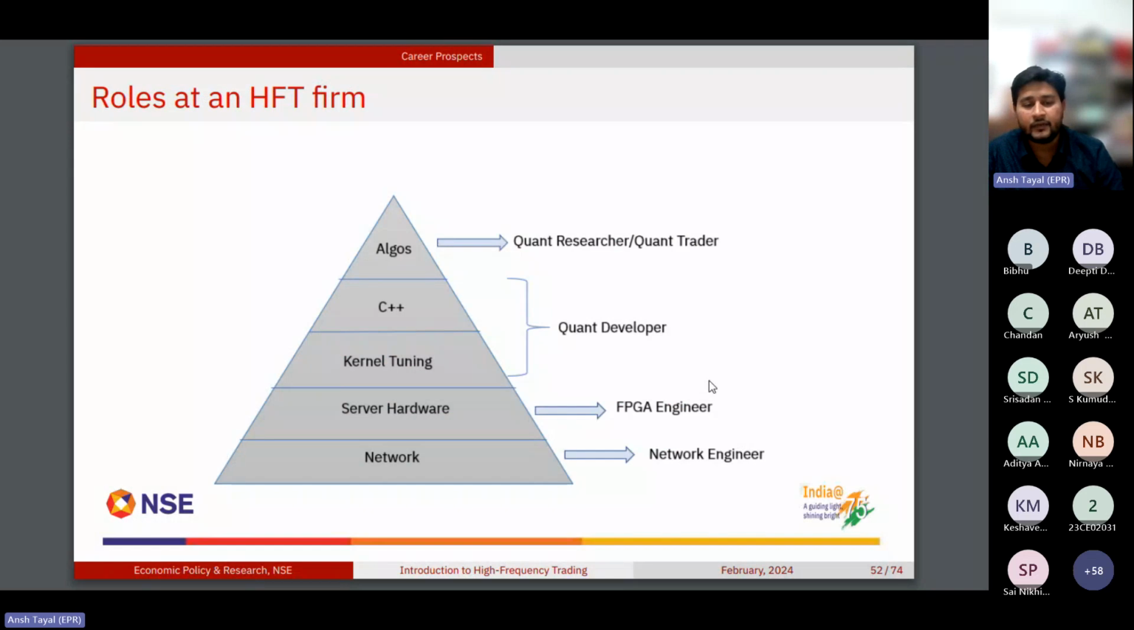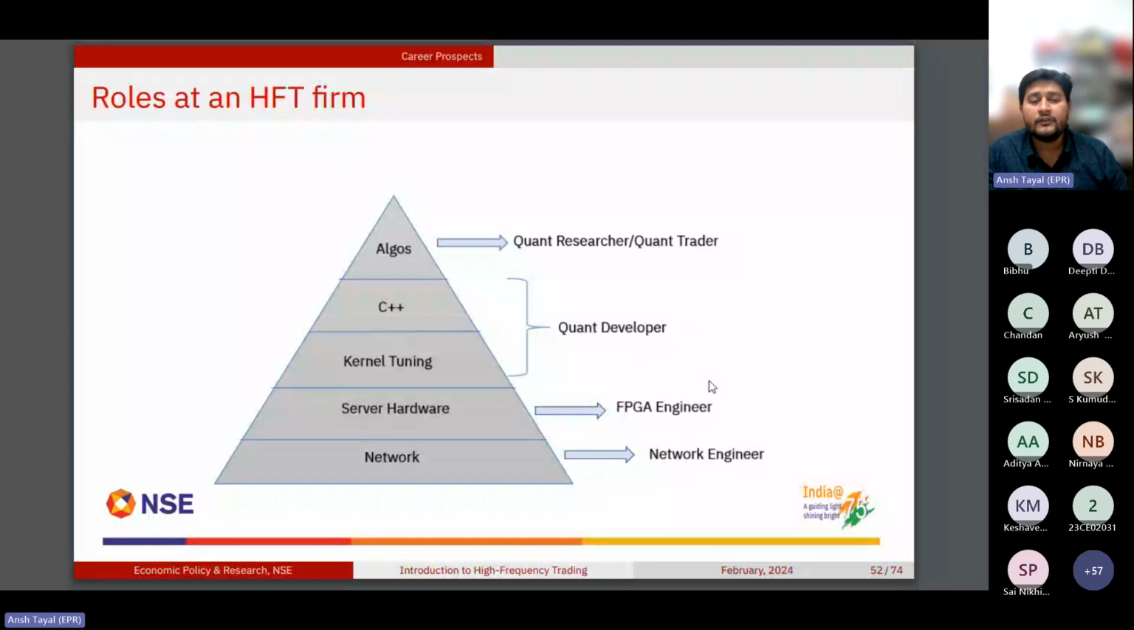This is the same trading components that we saw. Now, different roles at trading firms. You might have heard of quant developers, quant traders, researchers, etc. Each layer needs a specialized person. At the network layer, for example, you would have a network engineer. At the server hardware layer, you would have an FPGA engineer. Then for the programming and kernel optimizing part, you would need a quant developer, which is also a software developer who has an understanding of this area.